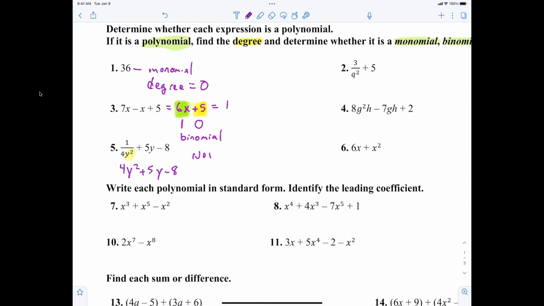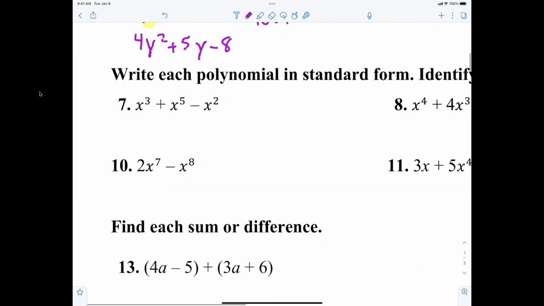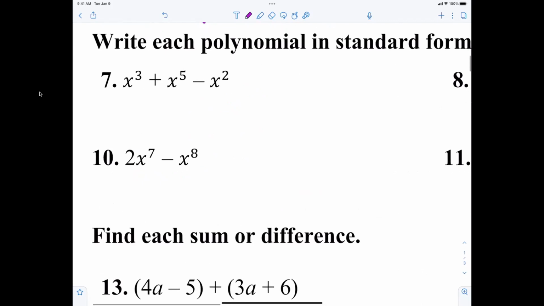Now I'm going to look at number 7. What kind of polynomial is it? It's called a trinomial. What's the degree? The degree here is 3. The degree here is 5. The degree here is 2. So we take the largest one, which is 5. That would be the degree.